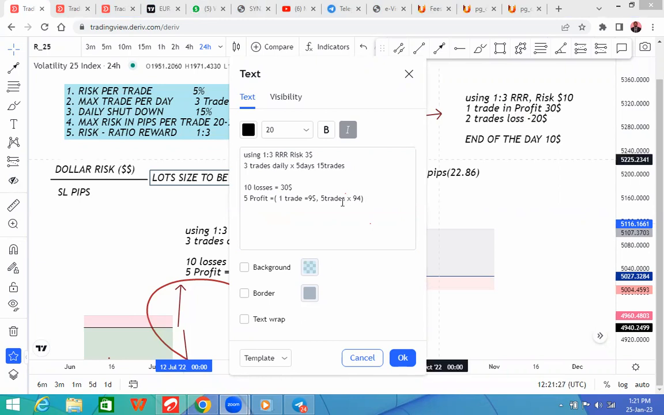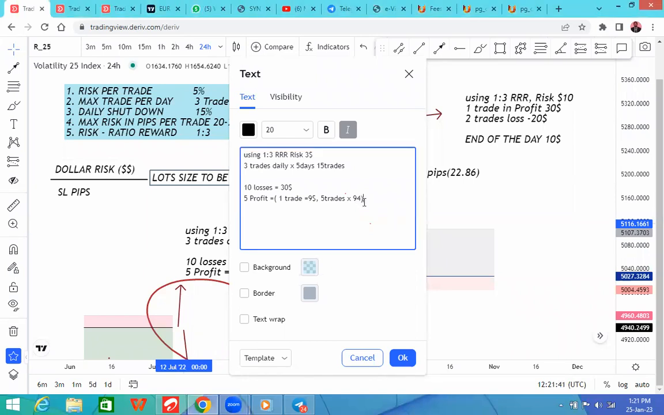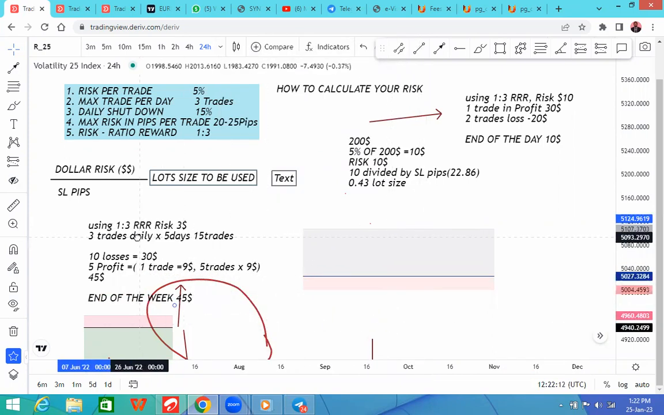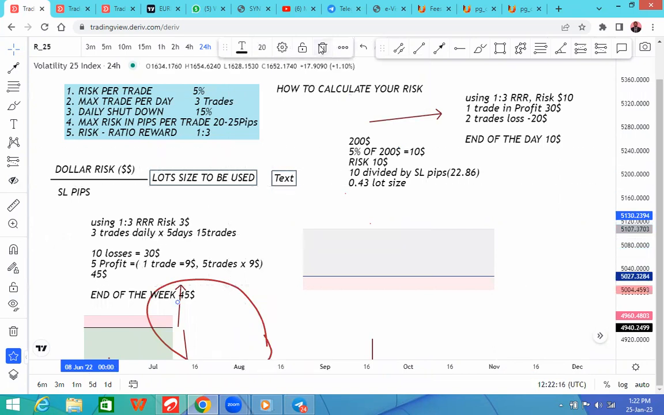Let's get another witness. If I have 1 trade, it gives me $9 because I'm risking $3 to make $9. So that gives me $45 in a week. Are we in profit or are we losing? What is the end of the day? Sorry, end of the week. What's the end of the week profit? $45. If you agree with our small mathematics and you understand what we are doing, not just to agree, you understand what we are doing, let us know in the comment section, please.